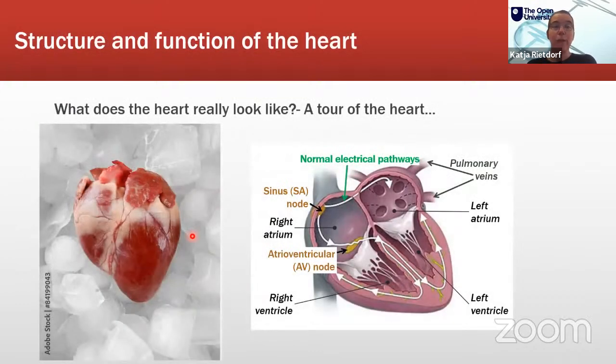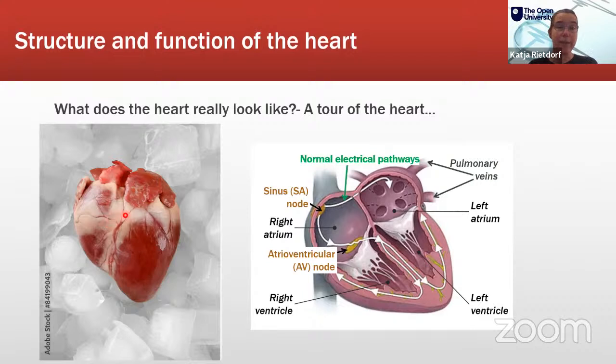So what does a heart really look like? On the left-hand side, you've got an image of a human heart, and you can see that the heart doesn't quite look like the diagrams or the pencil drawings we do on paper, but it has more the shape of a fist. In fact, the heart of an adult human being also has about the size of a fist, and it weighs around 300 grams.